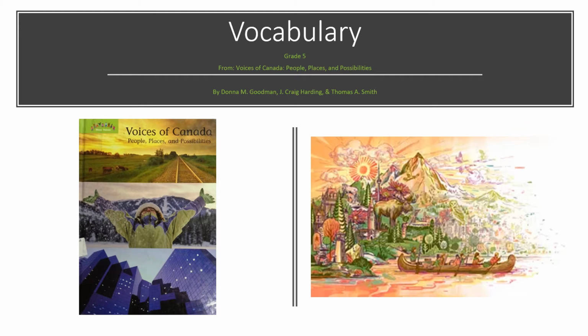Hello everyone, this is a slideshow presentation about social studies vocabulary for grade 5 students. It's been taken directly from the book Voices of Canada, People, Places and Possibilities by Donna M. Goodman, J. Craig Harding, and Thomas A. Smith. It's from the letter A to I. I don't own the rights to this. This has only been created to help students during this time of COVID.